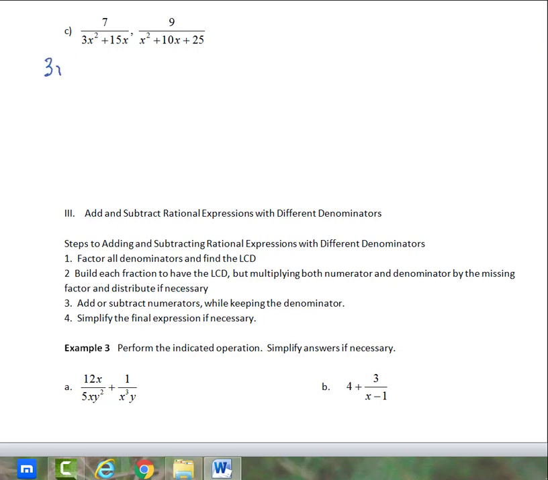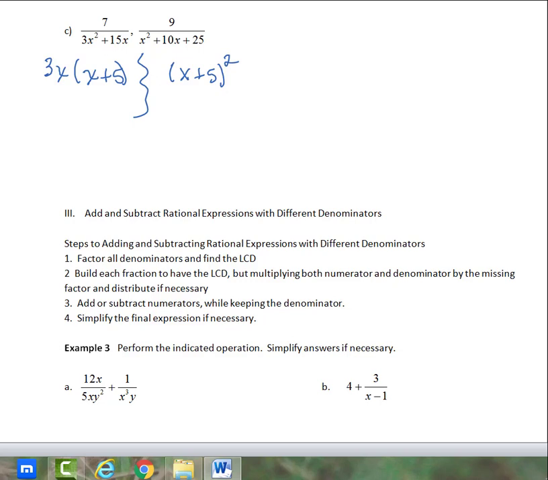I'm going to take out a 3x, and I'm left with x plus 5. I'm just going to put a little line down the middle so I don't confuse the two. The denominator over here is a perfect squared trinomial, and that is x plus 5 squared when you factor it.